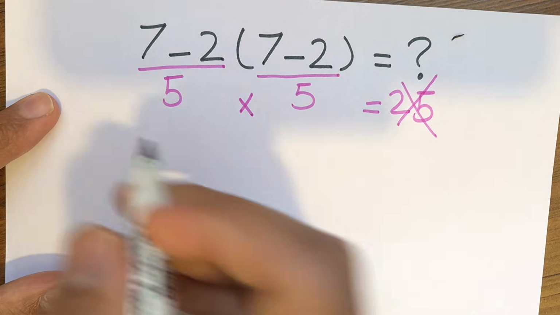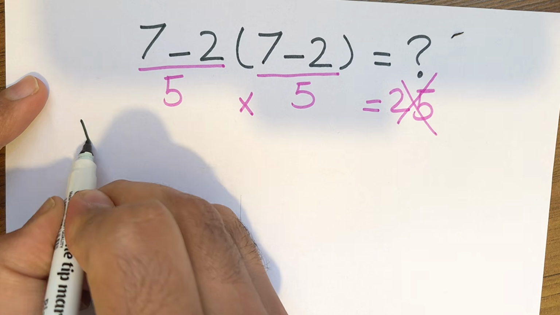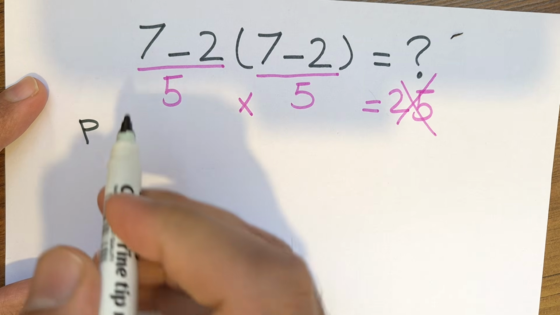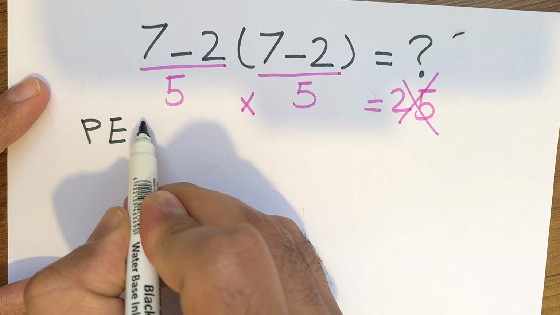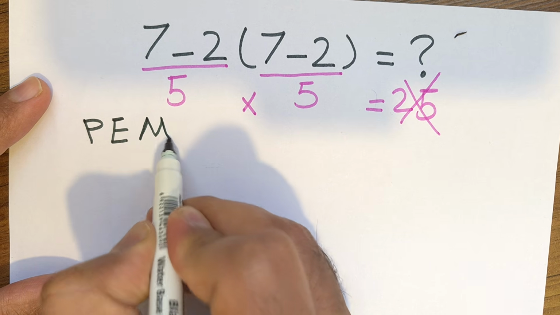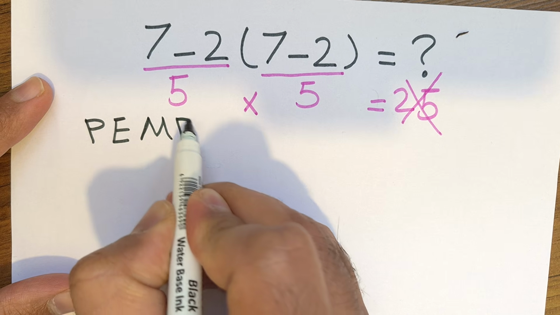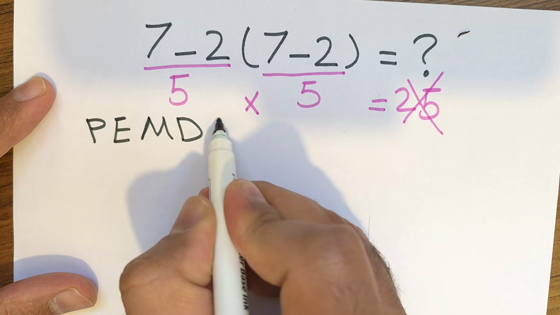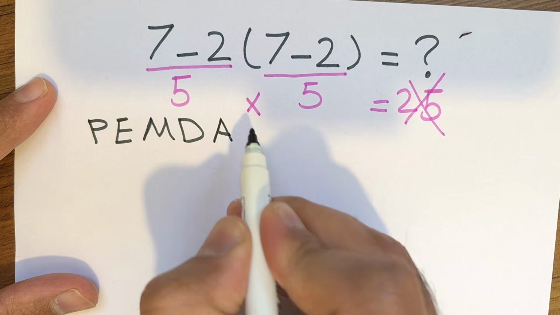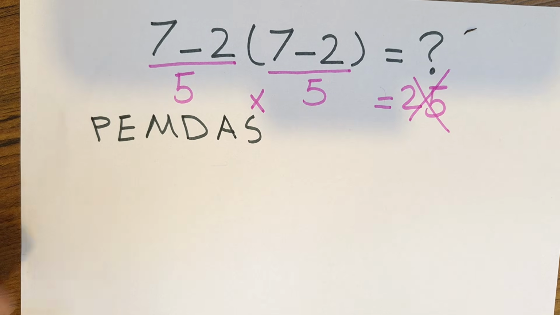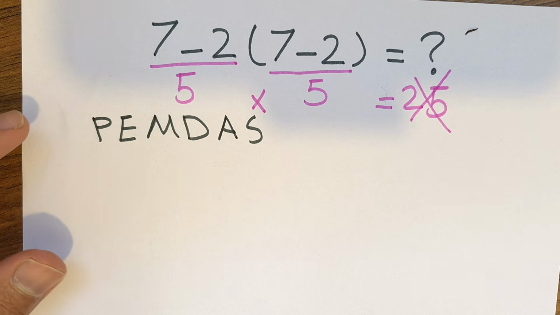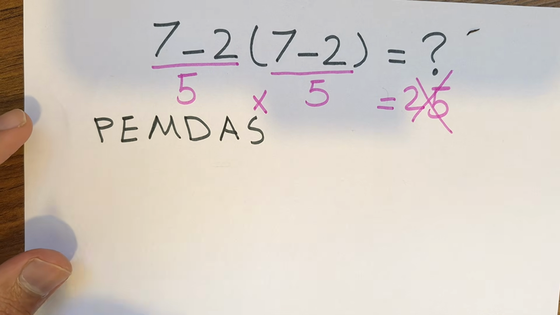So the order starts with parentheses at first, so they have the higher priority. And then we have exponents. We have multiplication or division, so they have the same priority. We have addition, and then we have subtraction. So PEMDAS, that's the right one. So PEMDAS, pay attention to this and memorize it.